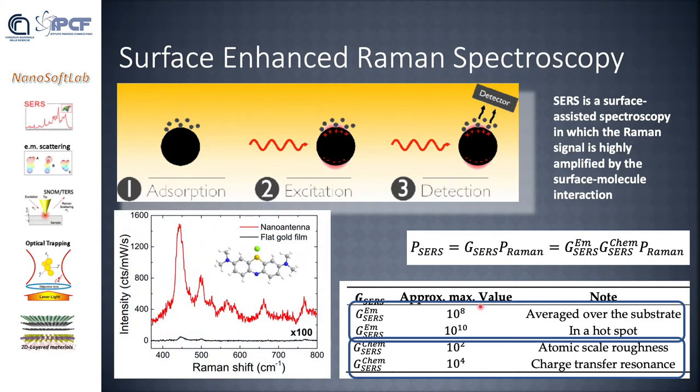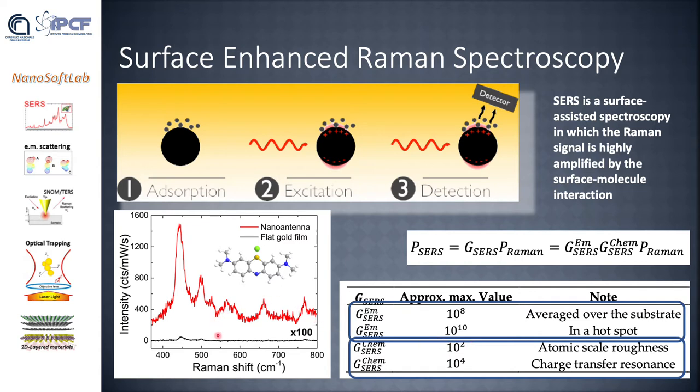Much higher boost is provided by the electromagnetic enhancement. The electromagnetic enhancement is due to the field amplification that we have seen in the lecture on plasmonics, and typically provides averaged amplification factors of the order of 10 to the 8. But in a single hotspot, in a single metal nanoparticle, this enhancement can ramp up to 10 to the 10.